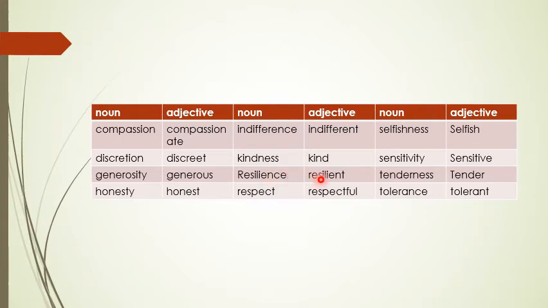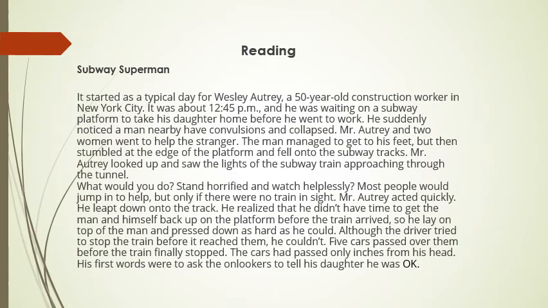Resilience, we have the adjective resilient. And from the adjective respectful, we have the noun respect. Showing respect and good manners towards others. And from selfishness, we can derive the adjective selfish. And from sensitivity, we have sensitive. Tenderness, tender. And tolerance, we have tolerant. Okay? Hope you have done very well in this exercise. Okay? Now, reading.